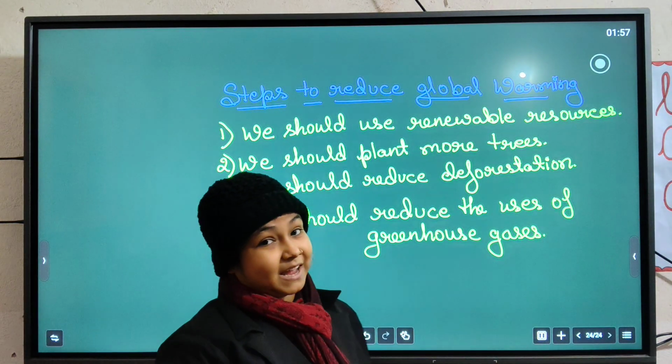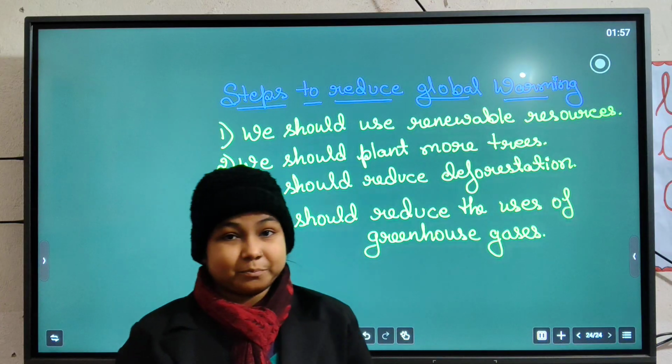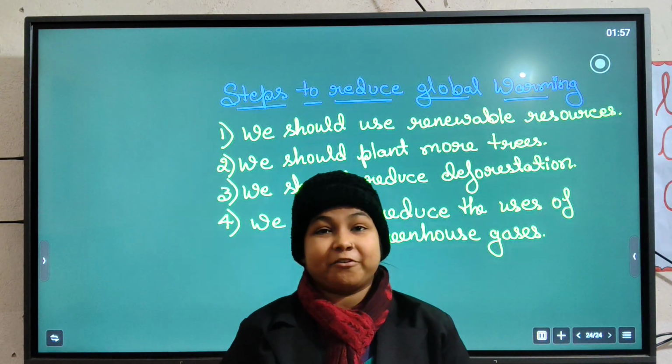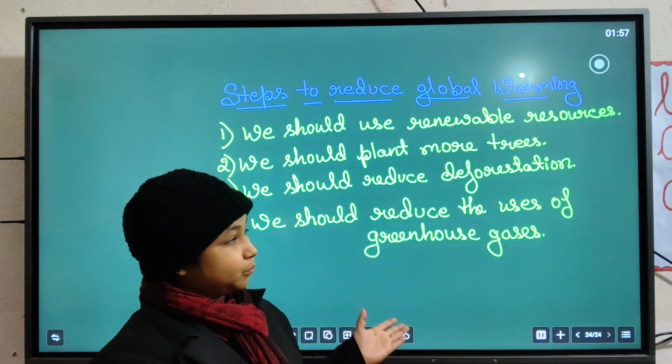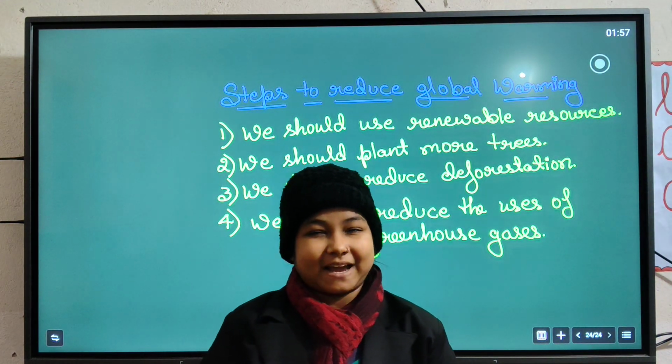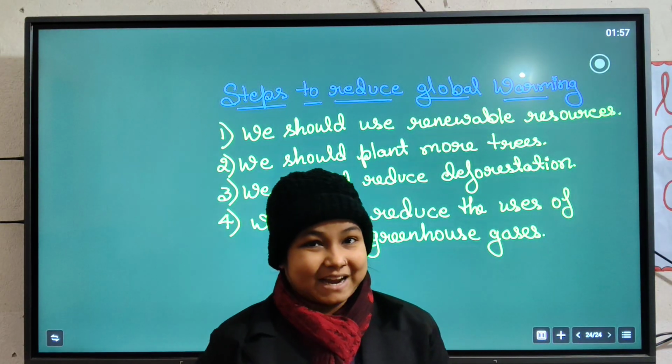And finally, we have to use more and more greener ways so that we can switch to earth-saving ways.